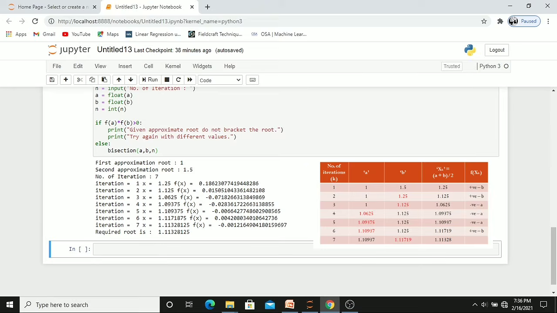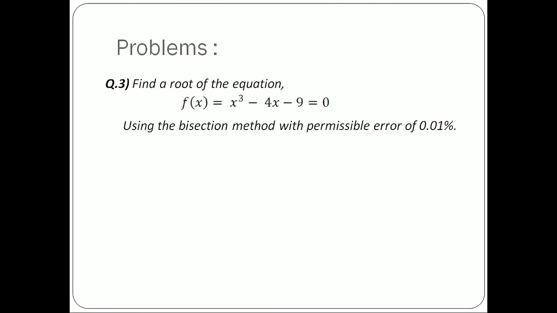So this is about the second problem. Now in the same procedure we can have one more problem. Now let's see what that problem is. This is my next question, question number 3. So what is the question asking? Find the root of the equation using the bisection method with a permissible error of 0.01%. So here it is asking for the permissible error, so we have to go for this error solution.